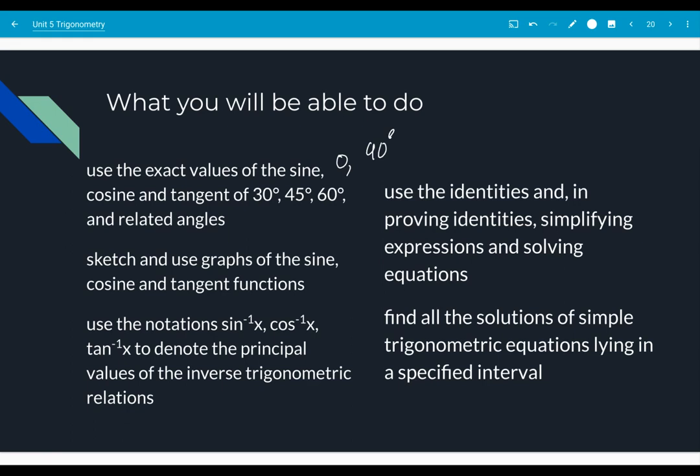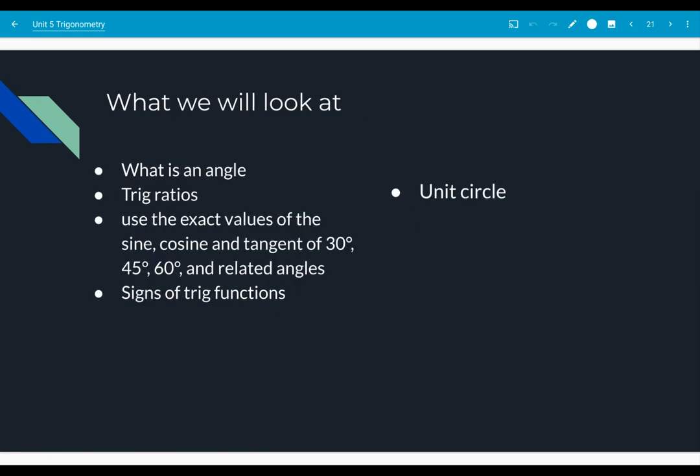Use our trigonometric identities to solve and prove problems. And then be able to use your knowledge of solving functions to solve where lines cross trig functions for a given range. Because remember, they are periodic, so there's going to be multiple solutions. So in this specific video, we're going to look at what is an angle, your trig ratios, the exact values, and the unit circle.